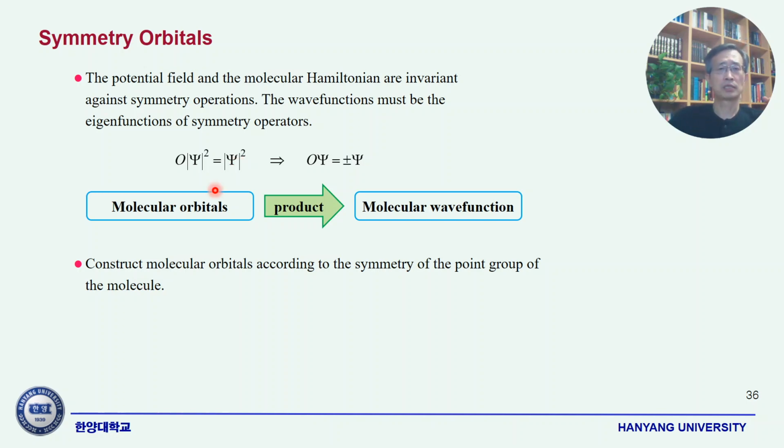What is the basis of this? Firstly, a molecular orbital is generated by a linear combination of atomic orbitals. That's the way we do quantum chemistry calculations, quantum mechanical calculations.